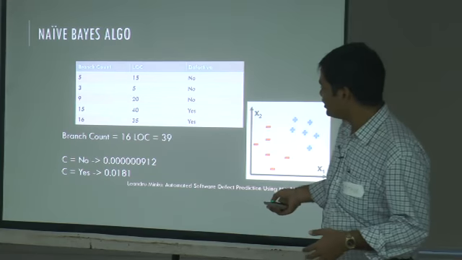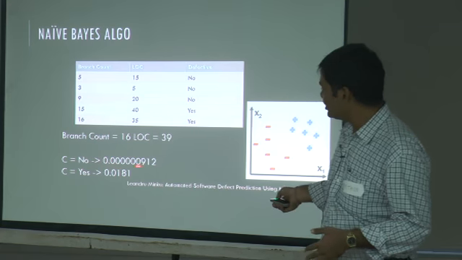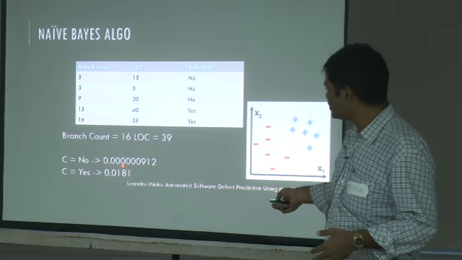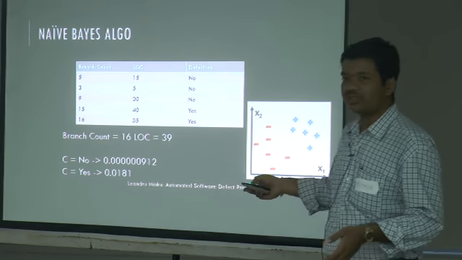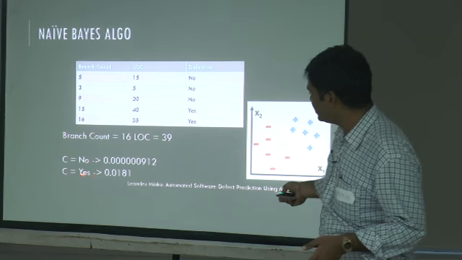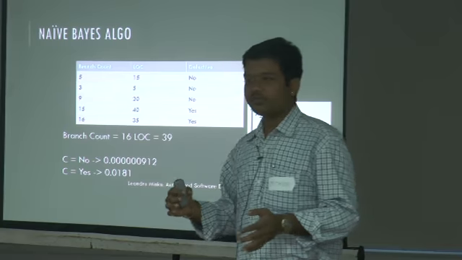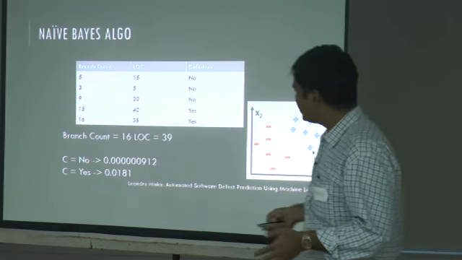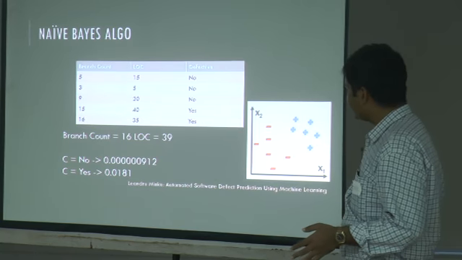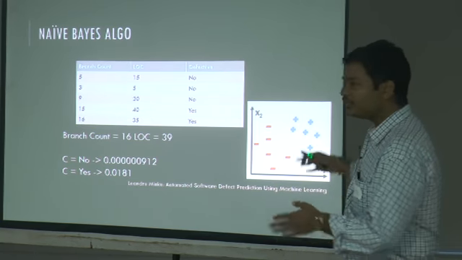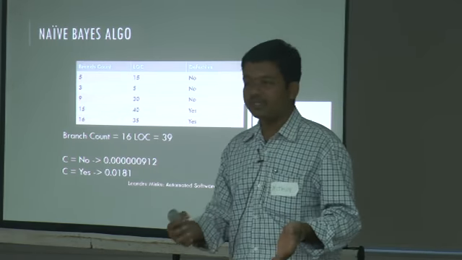So we are going to use this machine to know whether it's a defective product. Applying the Bayesian algorithm, we come up with a probability saying that the no probability is 0.0000009, so it's 9.1 into 10 to the power of minus 7, and the yes probability is 0.0181, which is 1.81 into 10 to the power of minus 2. So looking at this, this is going to be a defective product because the probability of lying in this space is much higher. We are not actually going to plot this graph. It's going to be taken care of by the computer, which is going to predict for us.